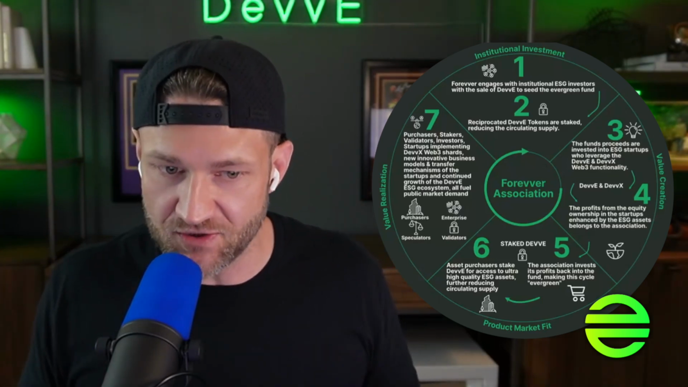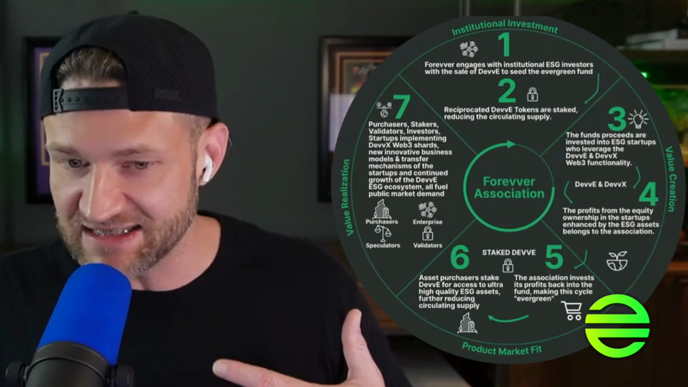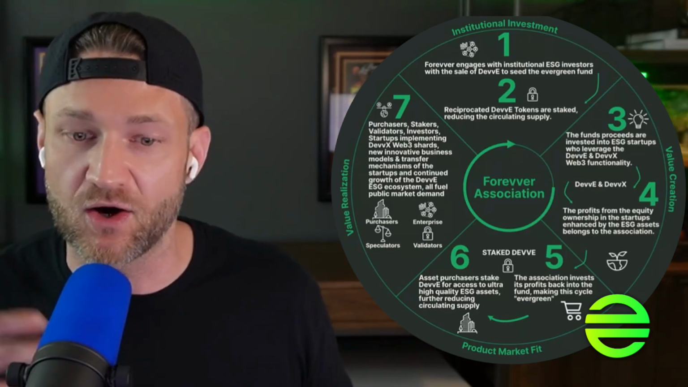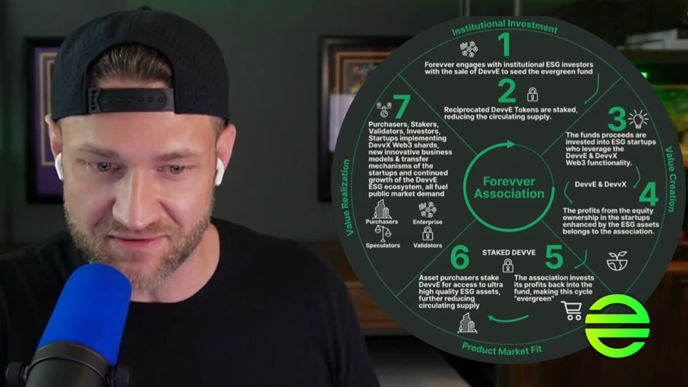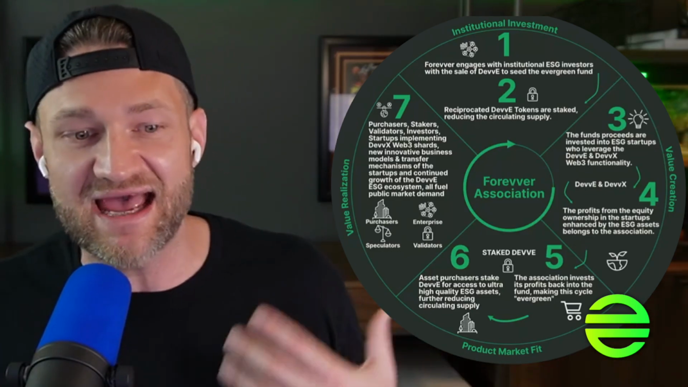So the Evergreen Fund is seeded through new sales of the DevvE token to institutional ESG investors. Now, don't let that scare you. Those ESG investors are going to be subject to long lockup times between 2 and 10 years on average, so it actually reduces the circulating supply in the near term. Those funds are then invested into ESG startups like TS Nano, and the profits from the equity in these companies, which is also enhanced by the ultra premium impact assets that get generated, all go back to the Forever Association. The association then reinvests its profits back into the Evergreen Fund, hence the evergreen nature of this cycle.